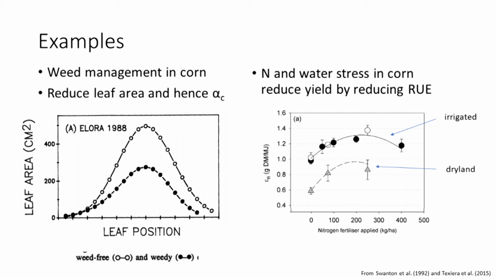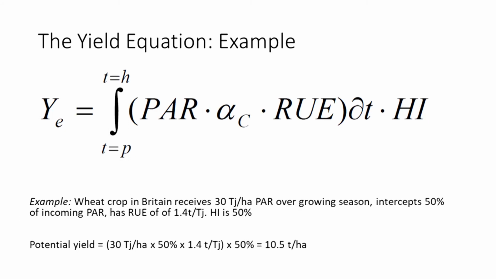Then we can also just look at the effect of irrigated versus dry land. Okay, and again, the effect of water stress here is apparent in its impact on radiation use efficiency. And so why does water stress reduce corn yields? The answer here is a reduction in radiation use efficiency. And so this yield equation is just so valuable when we're trying to think about, why are certain management practices, be that irrigation or nitrogen fertilization or weed management, impacting yields. It's this yield equation that's so powerful.